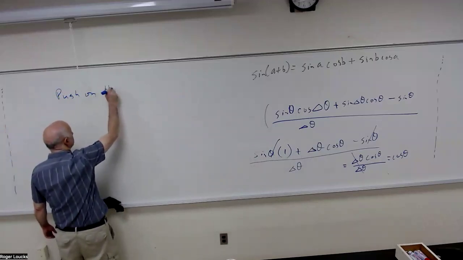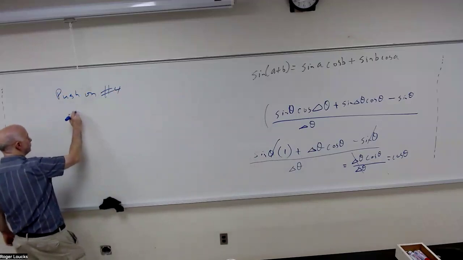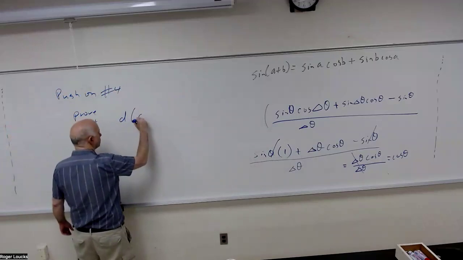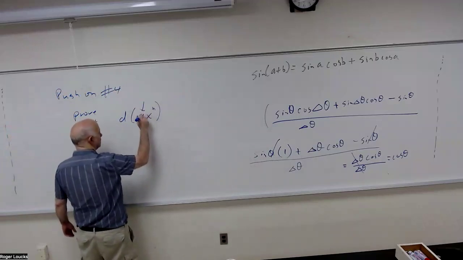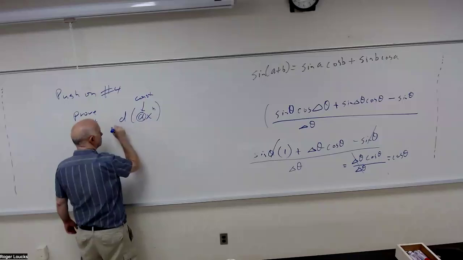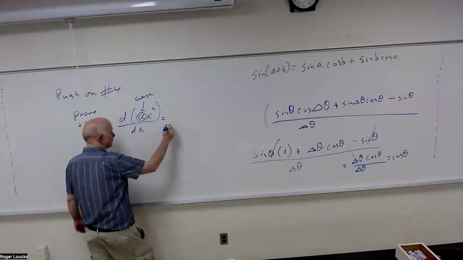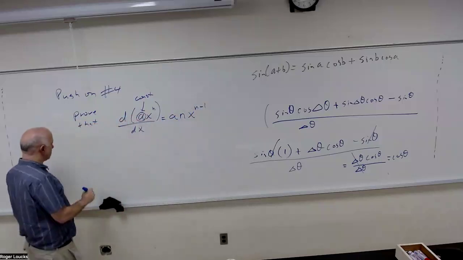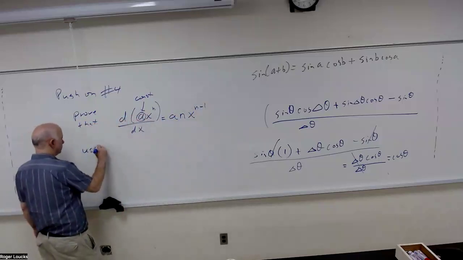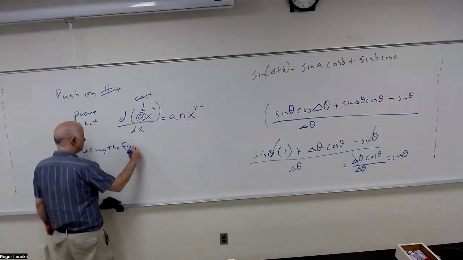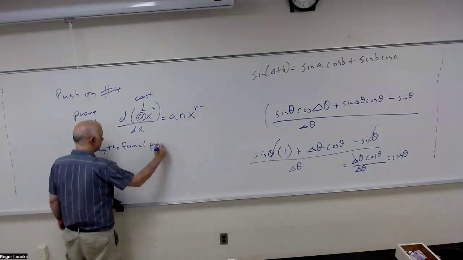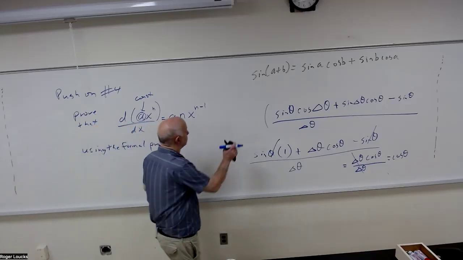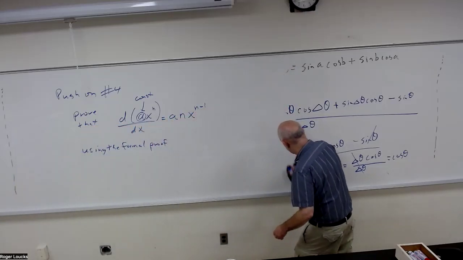Now the other one, I'll give you a push on number 4. I want you to prove that the derivative of some constant times x to the n, a is a constant, is the constant times n x to the n minus 1, using the formal theorem. Let's go through and see how you do that. And again, I'm not going to do it for you. I'm just going to give you a push.